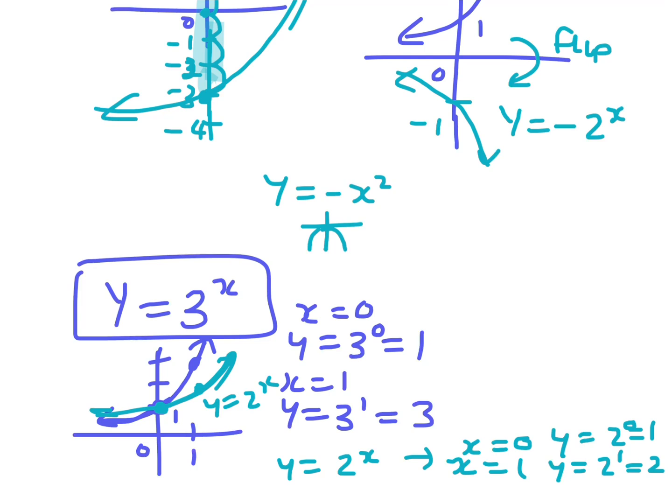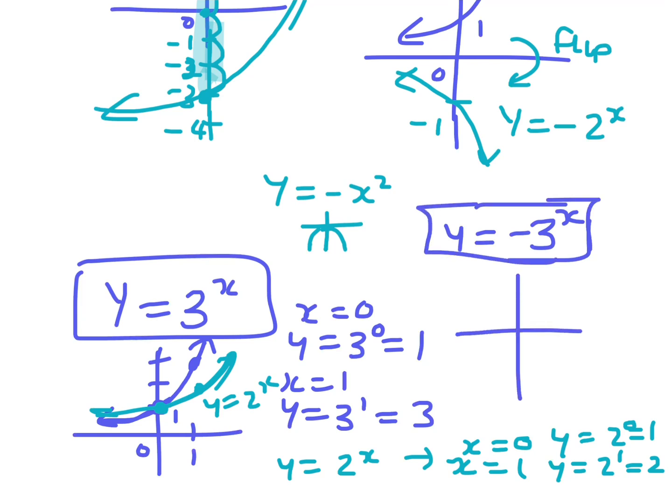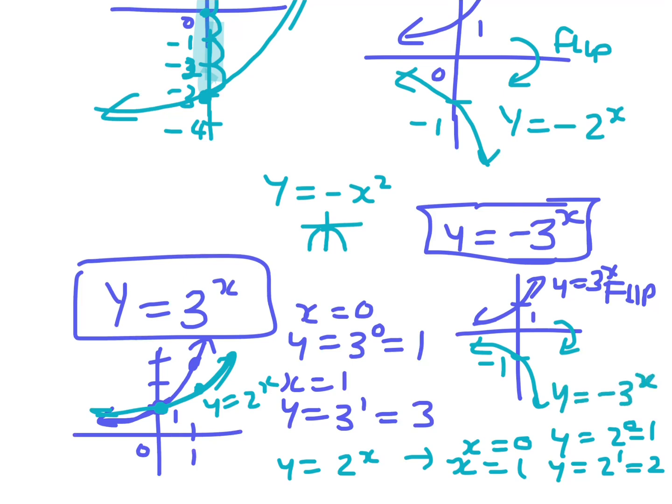So if I took that same graph, y equals 3 to the x, and I stuck a minus in front, that would just flip it. That flips it. So instead of being at 1, it goes to minus 1. If I flip that graph in the x-axis, it's like symmetric. You can almost fold it in half. That would be y equals minus 3 to the x.